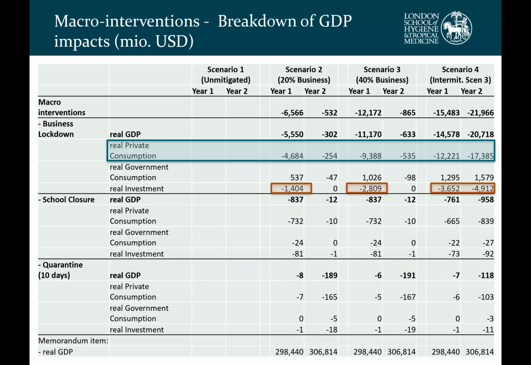Investment impacts are actually disproportionately large from this, and that's because the reduction in capital and labour supply is driving up the cost of investment. Investment demand falls, and therefore, particularly while those business closures are in place, we get an accumulation of investment impacts, particularly as you can see in scenario 4. So that's a costly element of the business lockdowns.